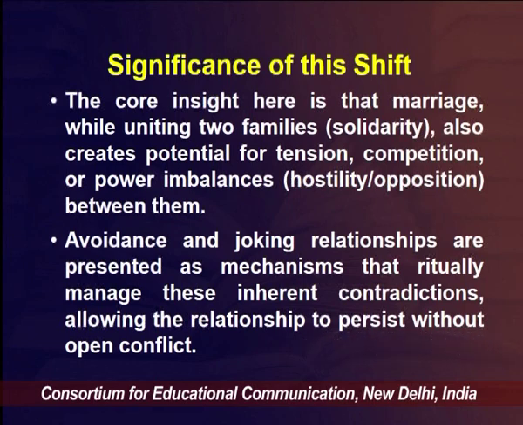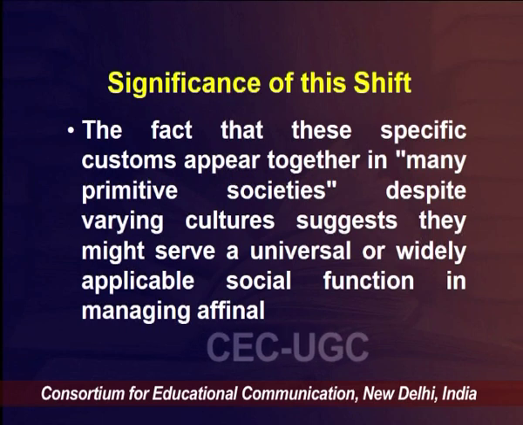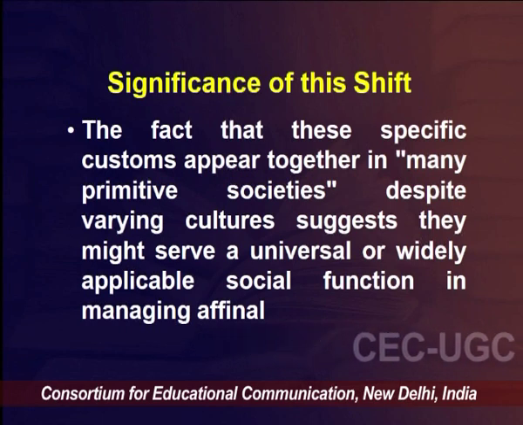Avoidance and joking relationship are presented as mechanisms that ritually manage these inherent contradictions, allowing the relationship to persist without open conflict. The fact that these specific customs appear together in many primitive societies, despite varying cultures, suggests that they might serve a universal or widely applicable social function in managing affinal relations.